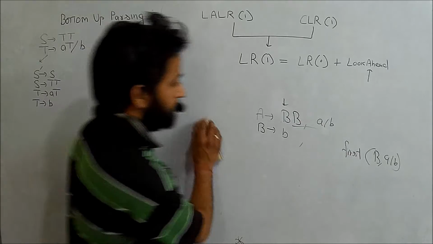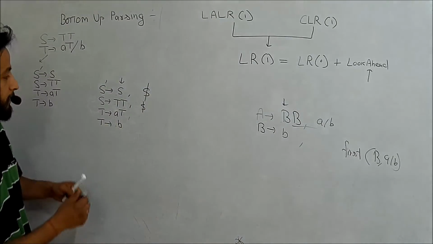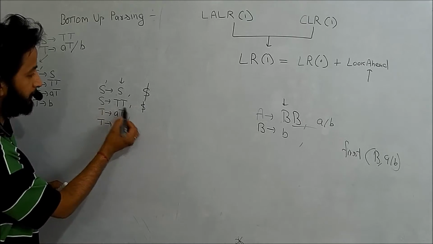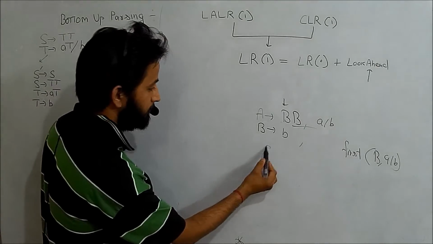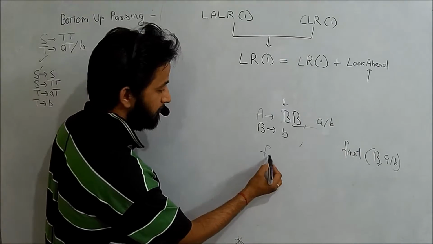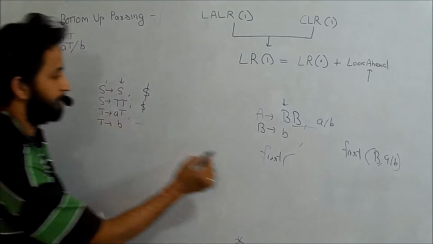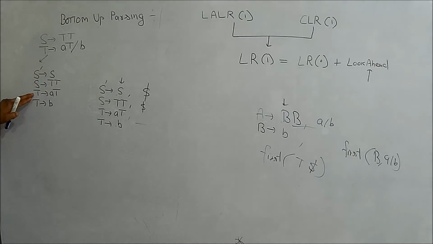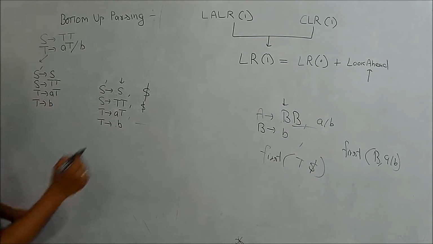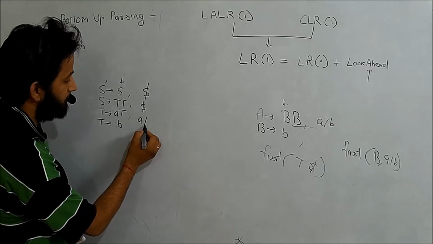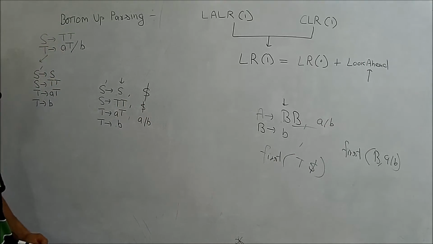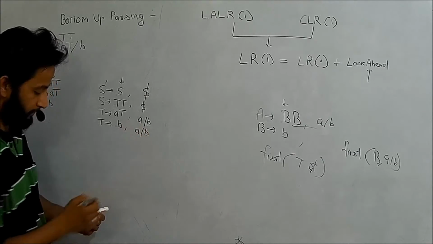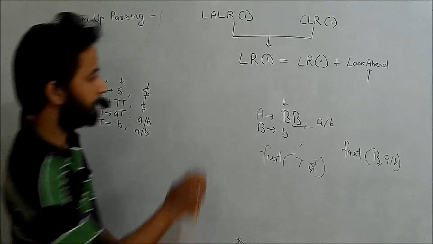Okay, so now, by using this rule we will add here the first of this T dollar, so look ahead here will be first of T and dollar. So first of T dollar is a and b, so look ahead for this will be a slash b. Okay, so in the next case the same, look ahead will be a and b.